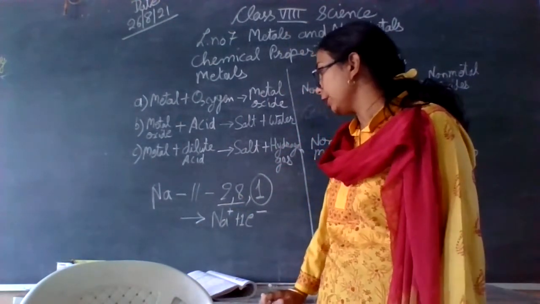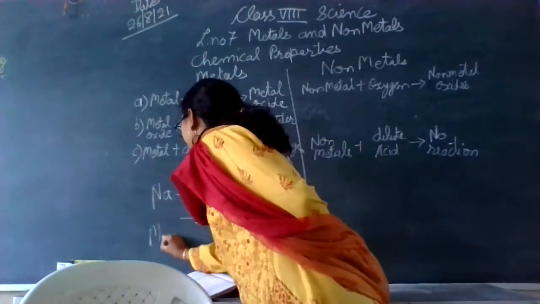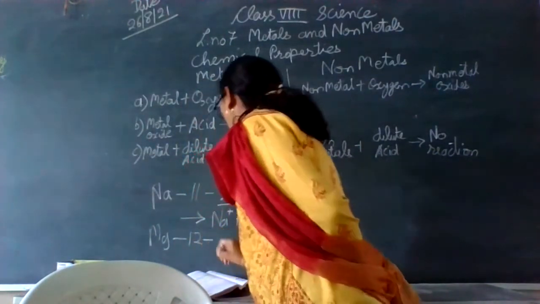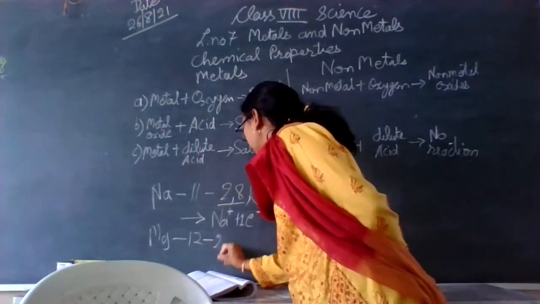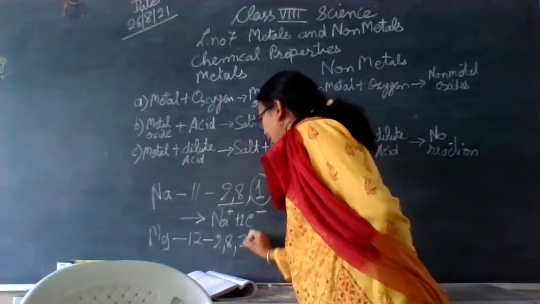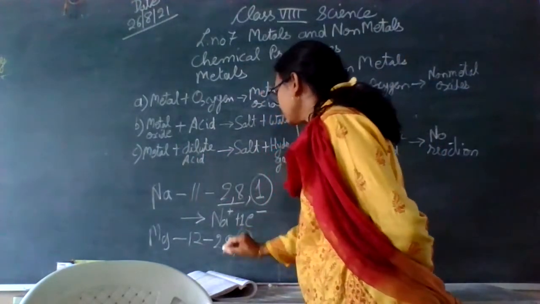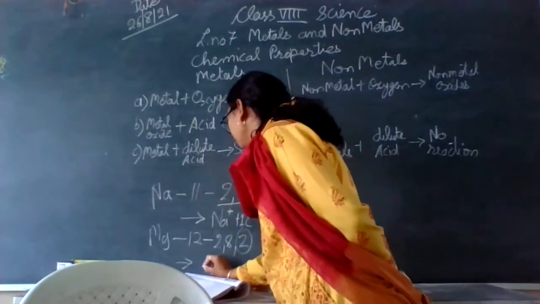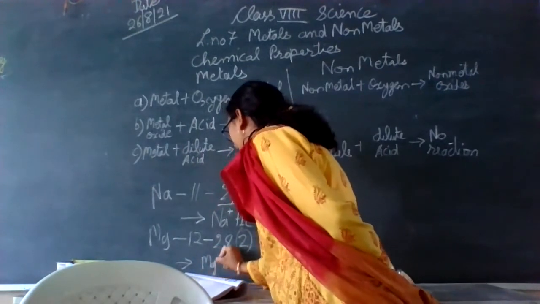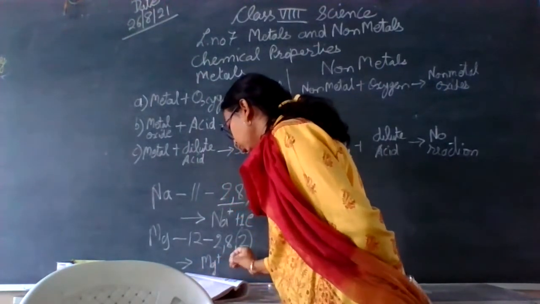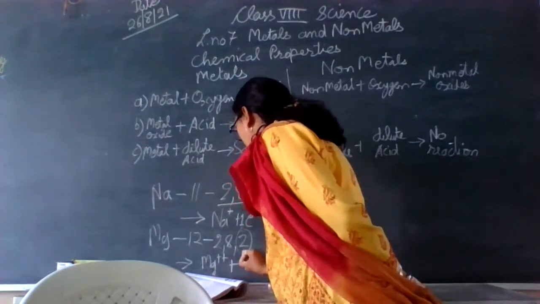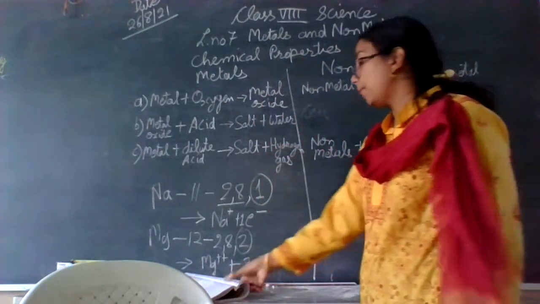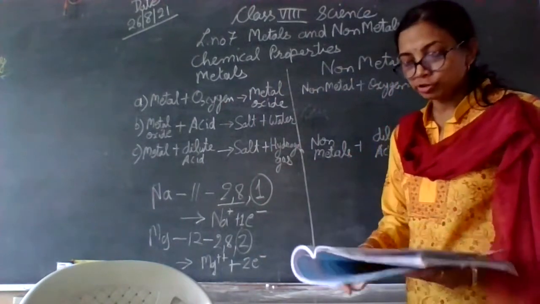Okay, so that way there will be 2 and 8, and the 1 will be shed off. Similarly, in magnesium, there are 12 electrons that can be divided in the electronic configuration 2, 8, 2. So these valence electrons will be given away, and magnesium will get 2 positive charges, as 2 electrons are given away. So that way metals are gaining positive charge.